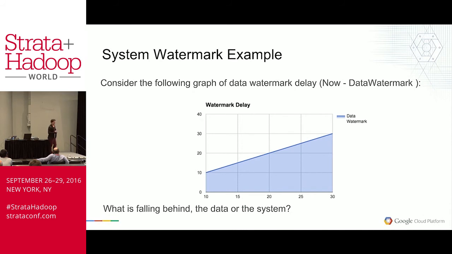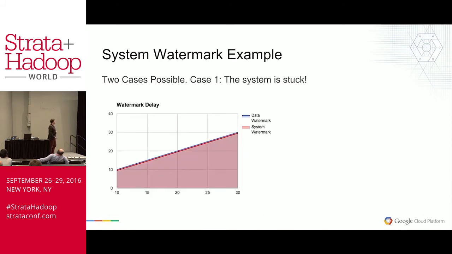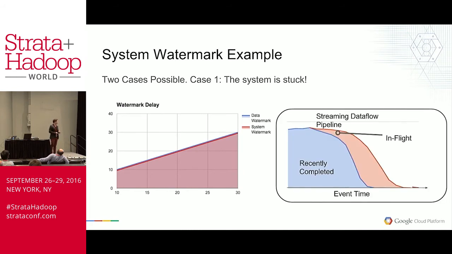But can we tell what's going on? Well, there are actually several cases possible. One case is that our system watermark is falling behind. This really corresponds to the fact that we had some data that was in flight, and as time progressed, that data is still in flight because some system event did not complete. Maybe we sent an RPC to shuffle data from one stage to the other, and that RPC is not completing.